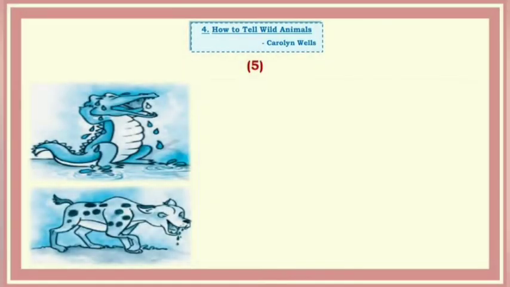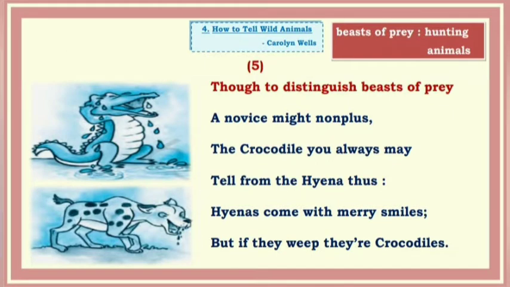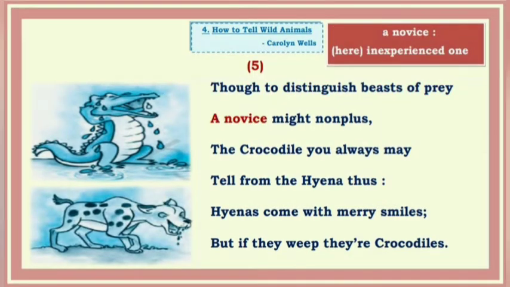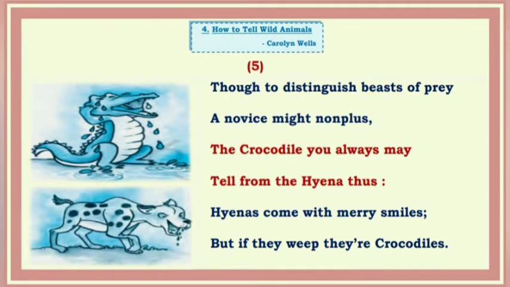In the fifth stanza, the poet describes two different wild creatures, crocodile and hyena. The poet says, though to distinguish beast of prey यानी hunting animals, शिकारी जानवरों में फर्क करने में अगर a novice, an inexperienced इंसान might nonplus यानी confuse हो सकता है, फिर भी you always may tell the crocodile from the hyena thus. आप क्रोकोडाइल और हाइना के बीच इस प्रकार फर्क कर सकते हो.